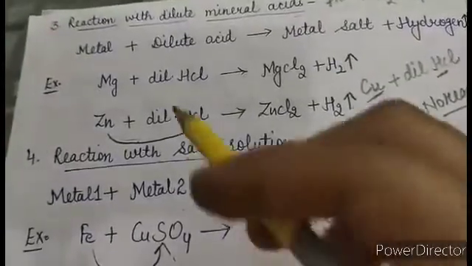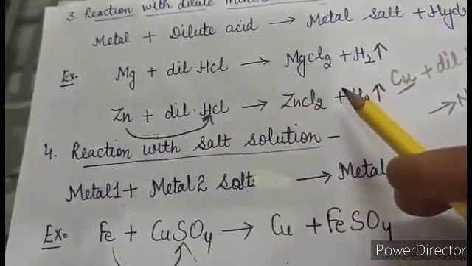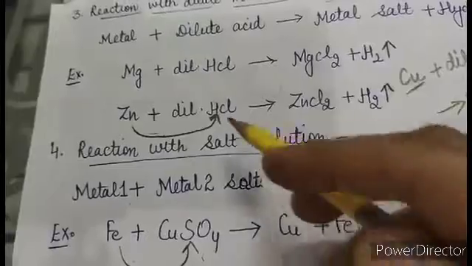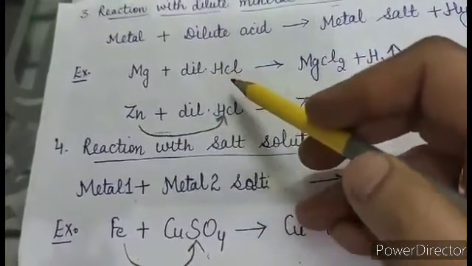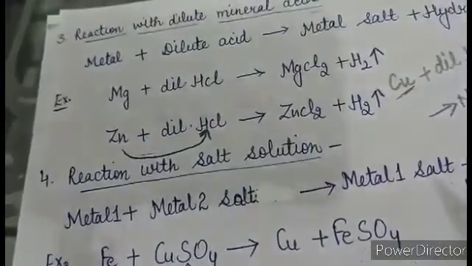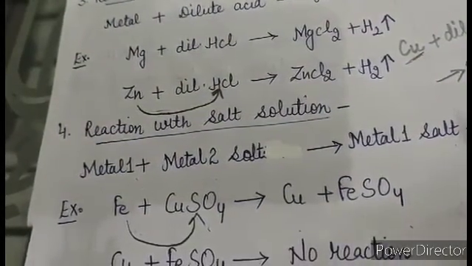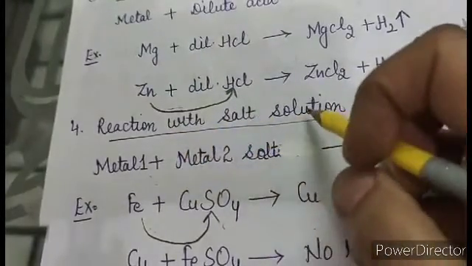For example, when magnesium reacts with dilute HCl, it forms what? Magnesium chloride plus hydrogen gas. And there what is happening? Magnesium just displaces the hydrogen from its position. That means here which reaction is occurring? Displacement reaction. Next we have discussed reaction with salt solution.